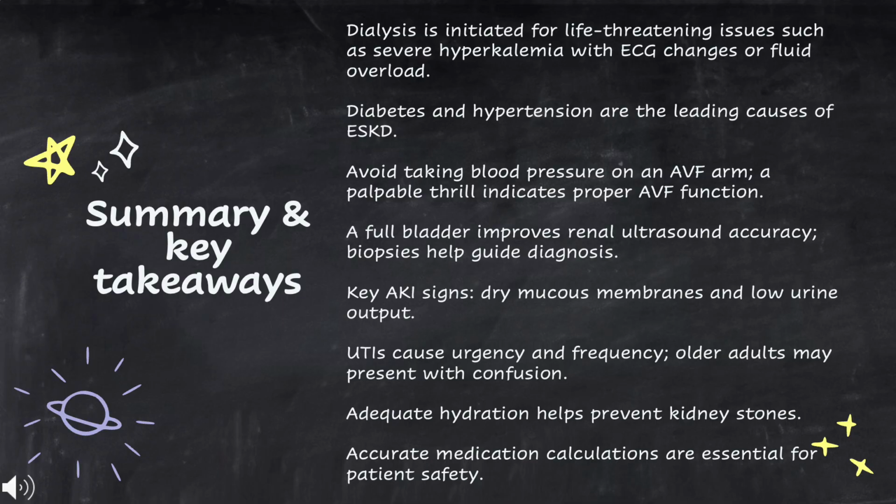Whether it's checking for signs of fluid volume deficit, like dry mucous membranes and low urine output, to catch dehydration or AKI early, or observing an older adult for atypical signs of a UTI, such as confusion in the absence of fever. When it comes to infections, UTIs classically cause urgency and frequency, though in older adults they may present with confusion or weakness instead of fever. Prompt antibiotic therapy and hydration are crucial in managing UTIs to prevent complications.